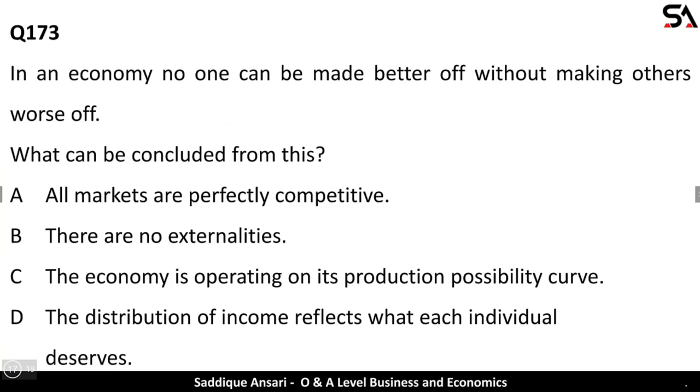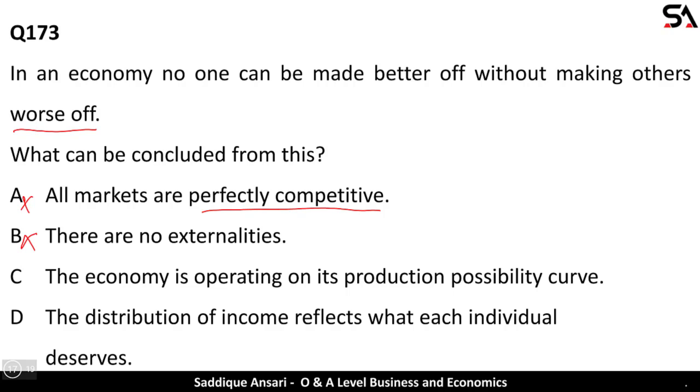In an economy, no one can be made better off without making others worse off. This is the condition for Pareto optimality. What can be concluded from this? A. All markets are perfectly competitive. If all markets are perfectly competitive, this doesn't necessarily mean Pareto optimality, because even if all markets are perfectly competitive, there might be inefficiency if externalities exist. B. There are no externalities. If there are no externalities, still market failure may exist and there may be a situation when Pareto optimality doesn't exist.